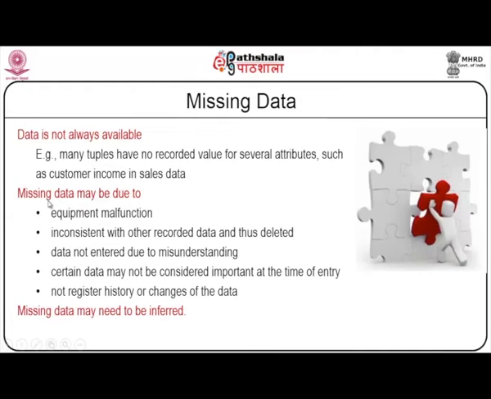Some of the missing data may be due to equipment malfunction. Sometimes there would have been a malfunction in the equipment, which might lead to unnecessary loss of some of the data. Data may be inconsistent with other recorded data and thus deleted. So, because of inconsistencies with the other data, some of the data would have been deleted. Data may not be entered due to misunderstanding. Certain data may not be considered important at the time of entry.